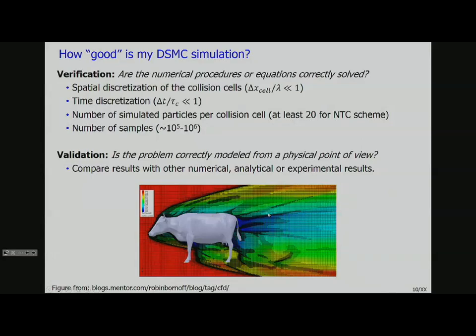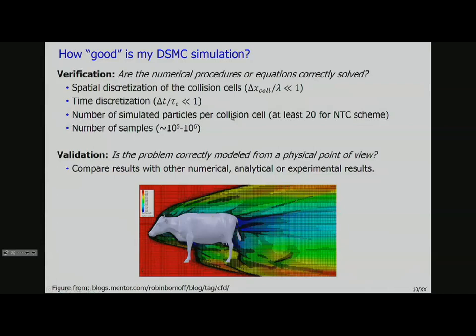Next thing, obviously important to any simulation, is your verification and validation. In the case of DSMC, verification asks: are the numerical procedures and equations I set correctly solved? So make sure that your spatial discretization, how big your cells are, is good. Make sure that this ratio is less than 1. Make sure that I have a good time discretization. Make sure that I have enough particles per cell.